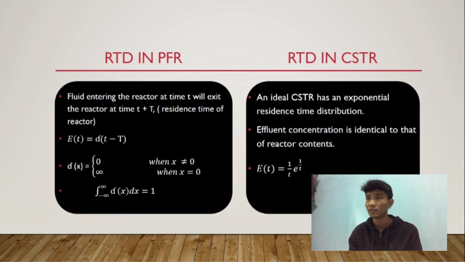And then for RTD in CSTR, an ideal CSTR has an exponential residence time distribution. Effluent concentration is identical to that of reactor contents. It is defined by E(t) equal to 1 over τ exponential of minus t over τ.